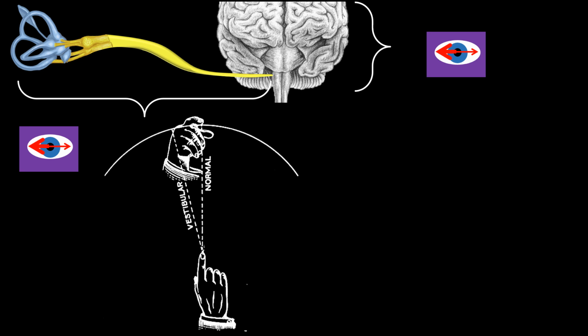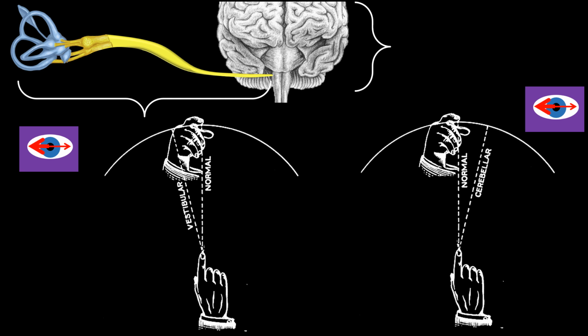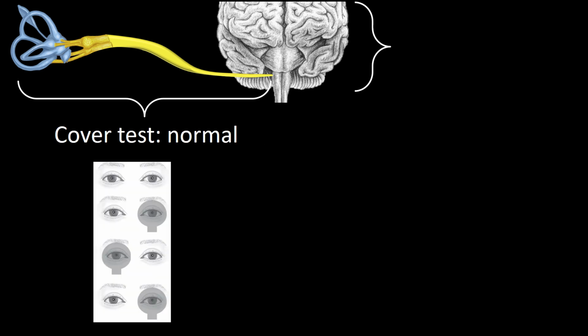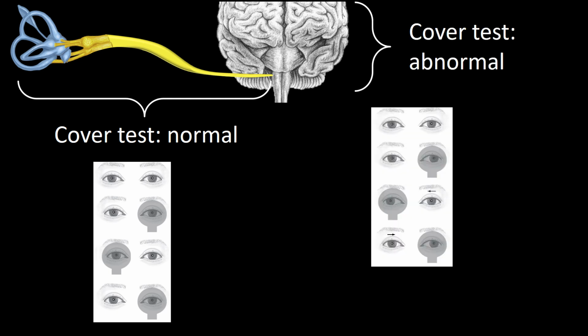Patients with peripheral jerk nystagmus miss the target by misshooting in the direction of the fast component. Patients with central nystagmus miss the target by misshooting in the direction of the slow component. Patients with peripheral jerk nystagmus have a normal cover test. Patients with central nystagmus have an abnormal cover test.